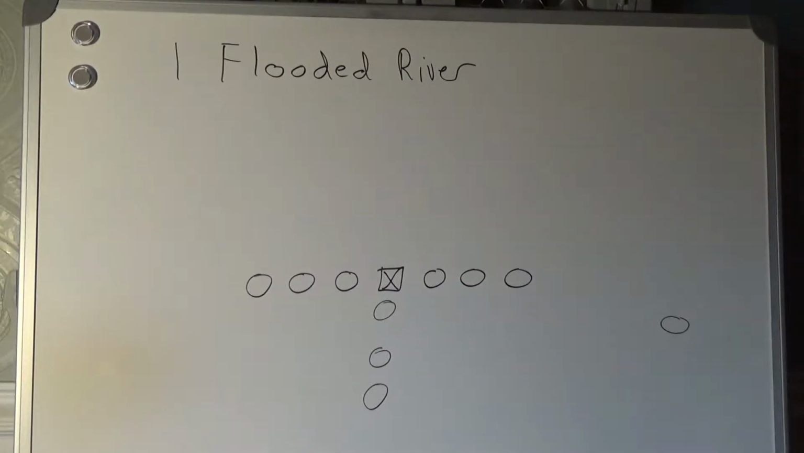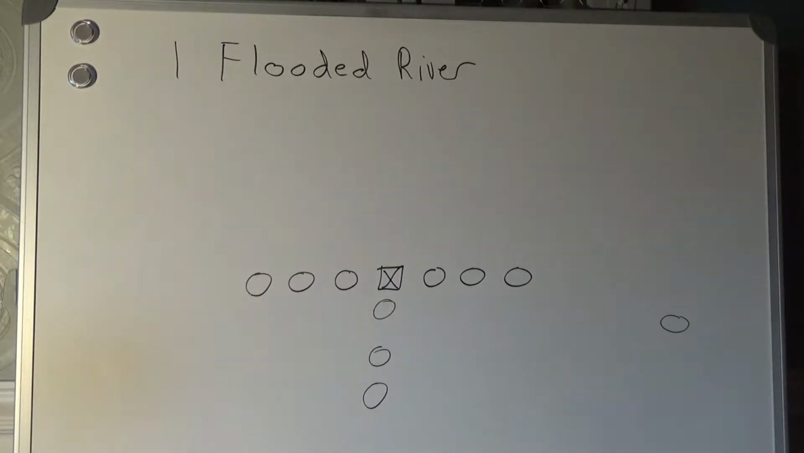Let's discuss briefly flooded river and flooded lake. For those of us that remember the old Army-Navy unbalanced offensive sets, what flooded river and flooded lake are, we're actually going to overload a designated side of the line with linemen.